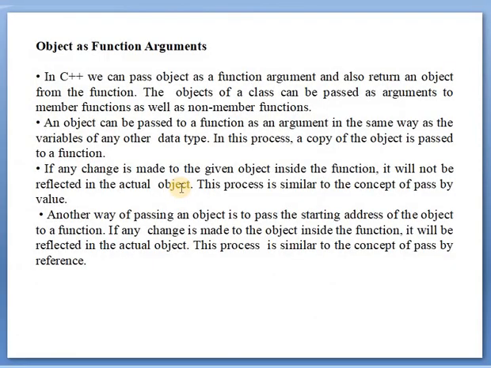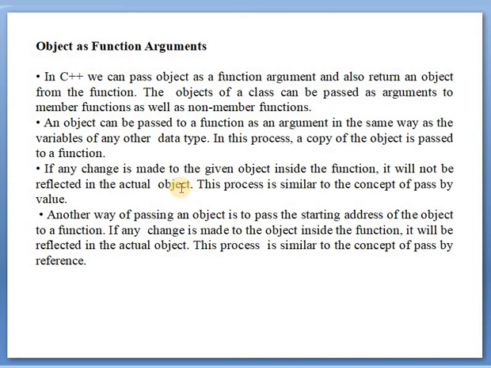In C++ we can pass an object as a function argument and also return an object from the function. The objects of a class can be passed as an argument to member functions as well as non-member functions. Means if you want to pass the object as an argument, we can pass it to member functions and non-member functions also. An object can be passed to a function as an argument in the same way as the variables of any other data type. Just like in the previous example we passed integer x and integer y, like that we can pass the object of a class as a function argument.